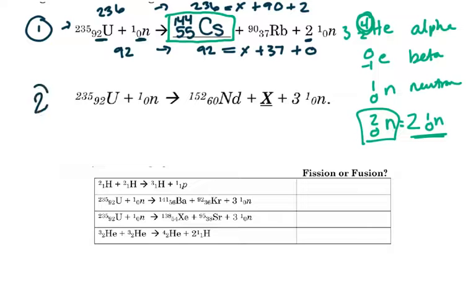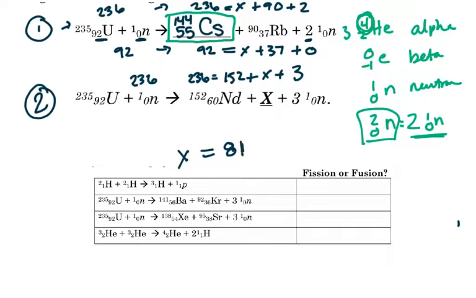I'm going to do one more example. I'm going to do number 2 here. So on this side, I have 236, and I'm going to solve for x. So I have 236 needs to equal 152, plus I don't know what x is, and then plus 3, right? 3 times 1 is 3. So x equals 81. I'm just going to write it down here. And then I'm going to do the bottom, so 92 equals 60 plus x, and then again plus 0.